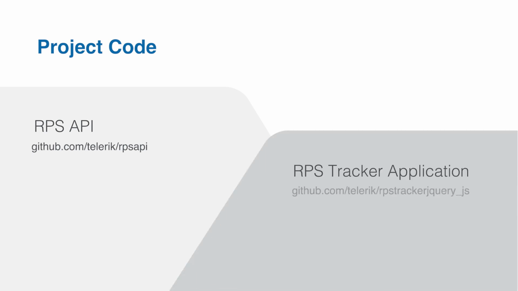The next project on the list is the RPS Tracker jQuery project, and this is the RPS Tracker application built using jQuery. Think of this as version 1. This version does not yet have any Kendo UI in it, so this is the starting point of our course. If you want to follow along with what we're doing exactly, you can download this as your starting point too.